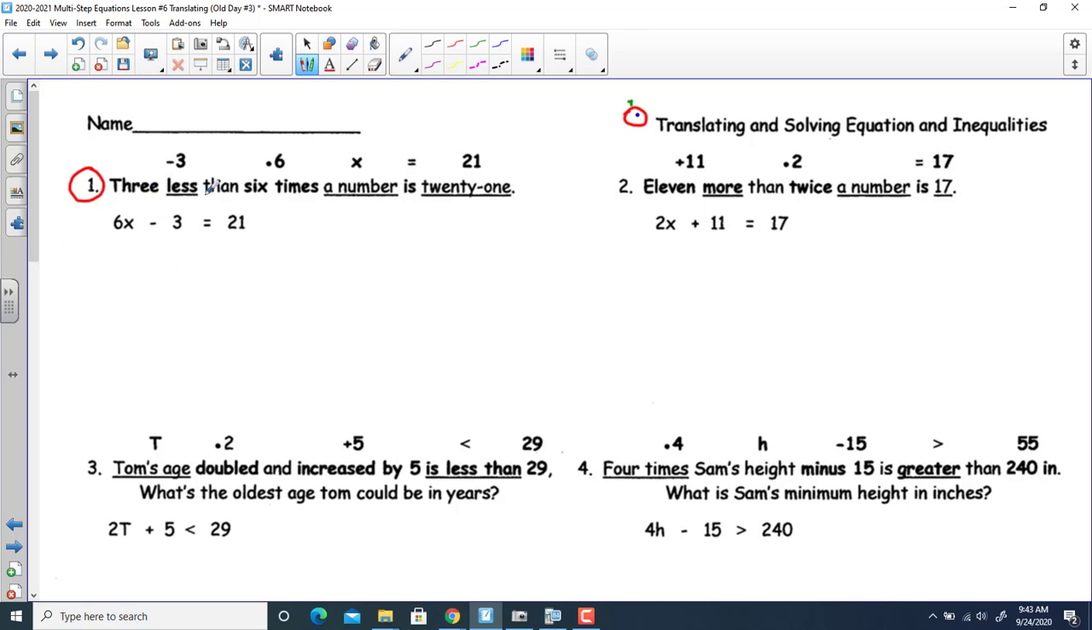If you take a look at number 1, I'm showing you what the decoding might look like. 3 less than 6 times a number is 21. And I'm showing you that I bolded 3 less. Less, ladies and gentlemen, most often comes last. That's crazy important. You hear me say that all year long. Less most often comes last.